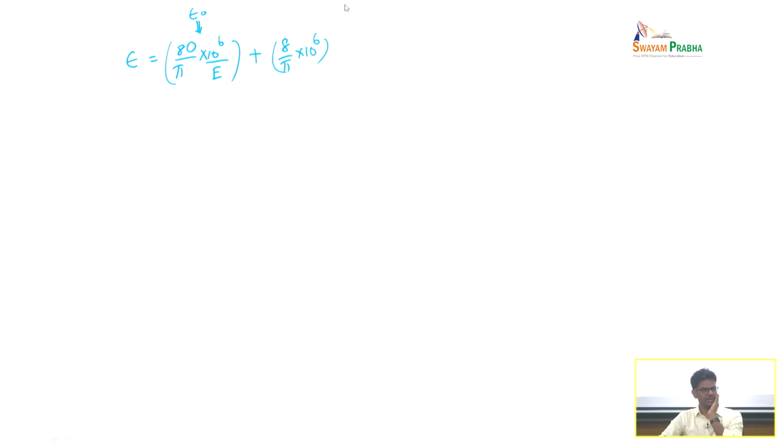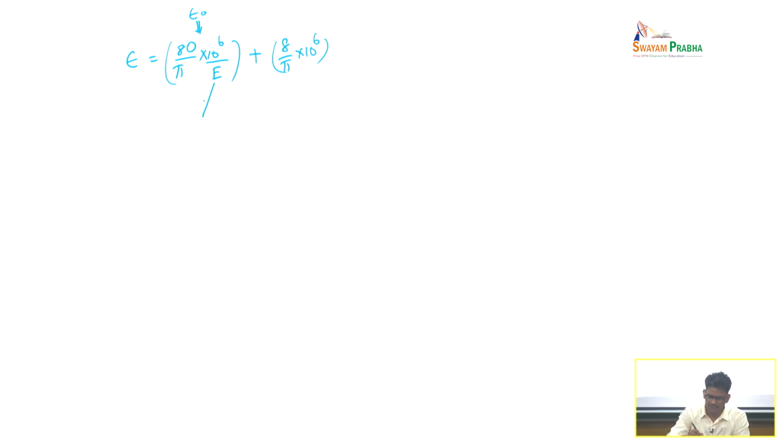So, now we have epsilon, that is 80 by pi into 10 power 6 by E. So, this is your epsilon naught plus 8 by pi into 10 power 6, and strain is a non-dimensional quantity. Okay. So, you have to make sure that everything tallies with a non-dimensional quantity.